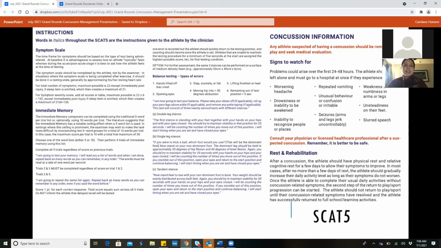And then there's also a page, again, if you haven't done the SCAT5, there's two pages, one page front and back, that describes exactly how in standardized fashion you do every step of the SCAT5. So it's very nice that it's all encompassed in one document for you. Next slide.